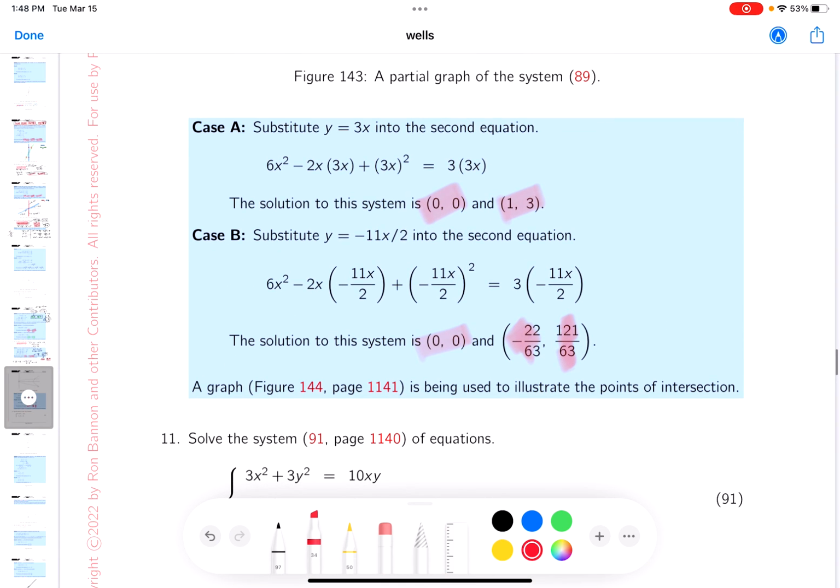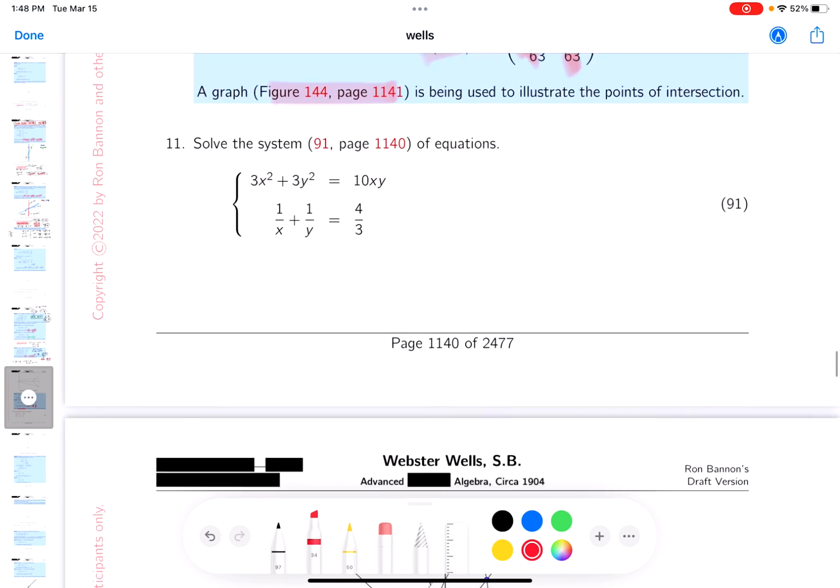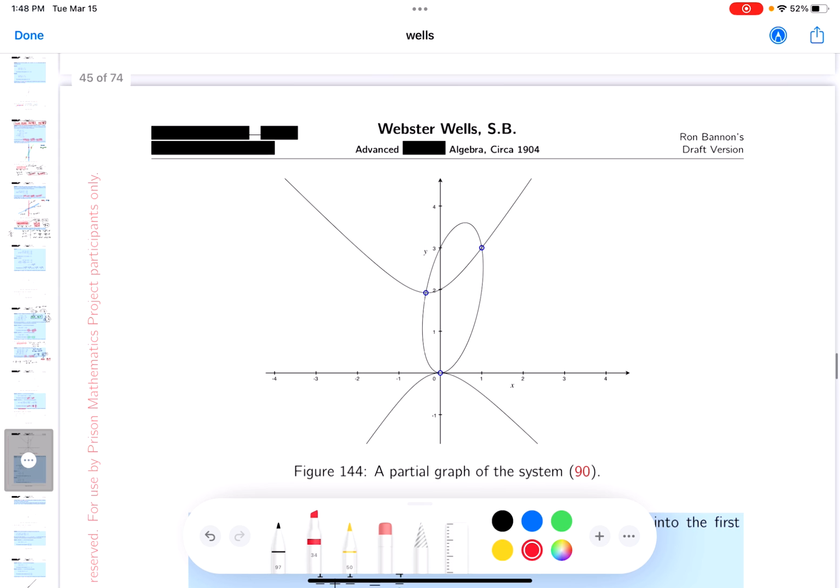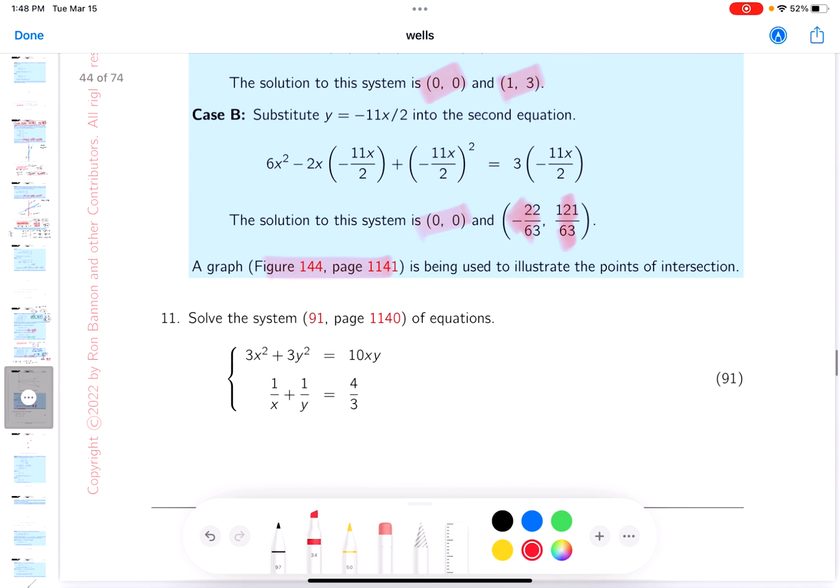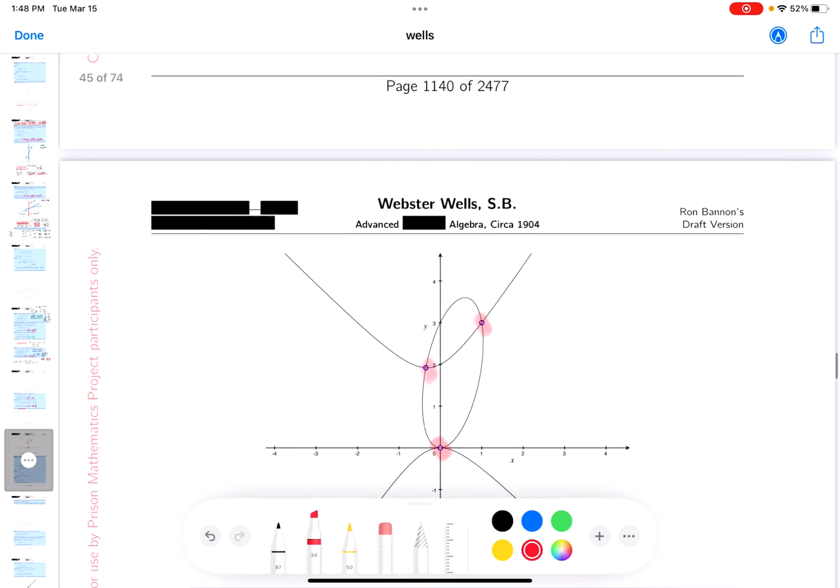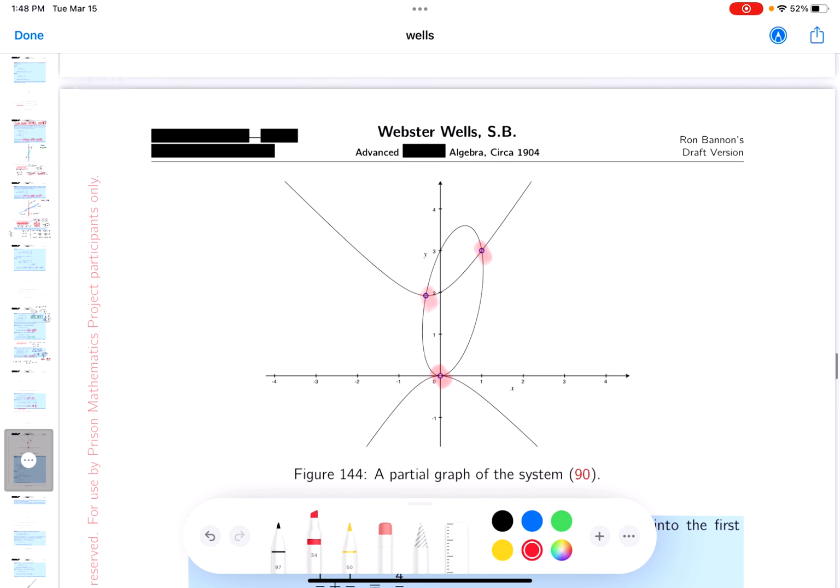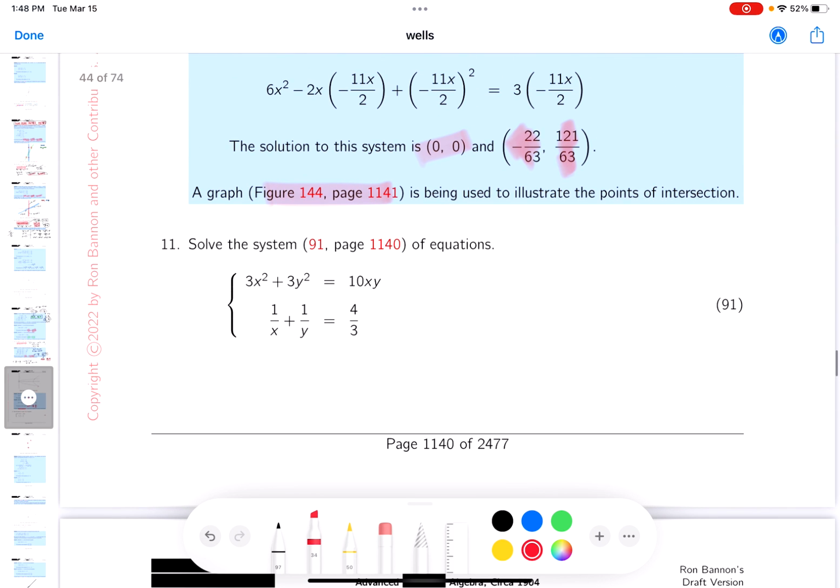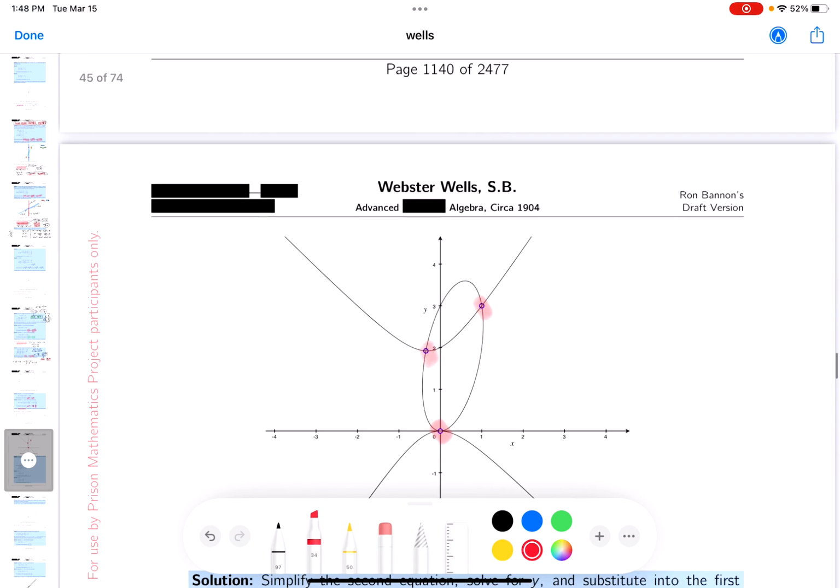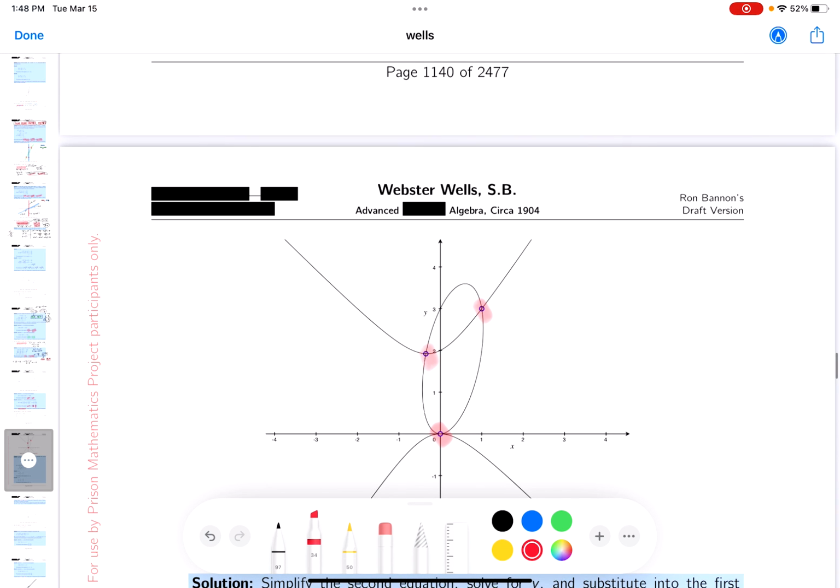All right. So I want to point out I provide a graph for you. Yeah, I probably should be looking at the graph at this point. 0, 0, and 1, 3. The other point, a little bit more difficult to plot. What's that other point? Minus 22 over 63. And again, you couldn't read that from the graph, by the way. And the other number is going to be 121 over 63, a little bit below 2, all right? It works out beautifully, though. It really does. Thank you for paying attention.